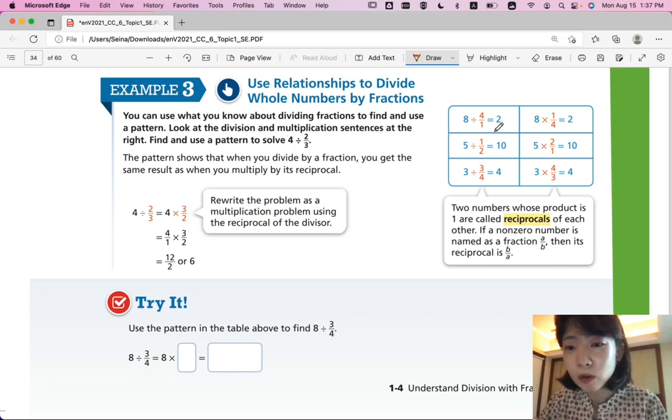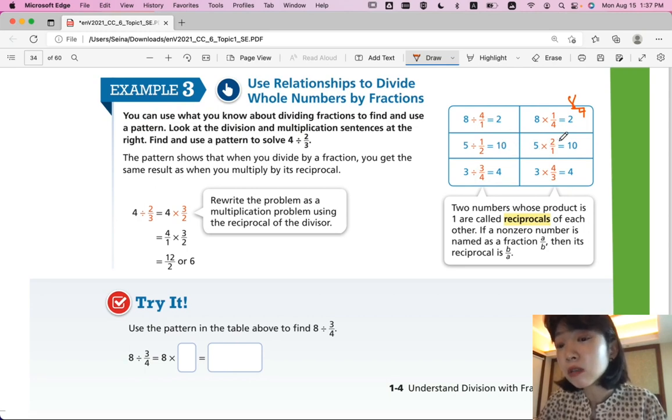So if you look at this table, 8 divided by 4, which is 4/1, is equal to 2. What about 8 times 1/4? That is equal to 8/4, which is also 2, right? 5 divided by 1/2, if you divide 5 into halves, you have 10 pieces total. And if you multiply 5 times 2, you get 10. Also, 3 divided by 3/4 is 4, and 3 times 4/3 is 4. Why do we get the same answer?